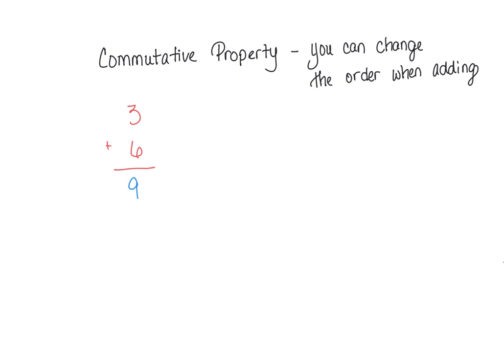And then they want you to use that property to show another way to write it. Well, another way to write it is just changing the order. So you could write it 6 plus 3, which equals 9. And that's what the property tells you. When you are adding numbers, it does not matter what order you add them in.